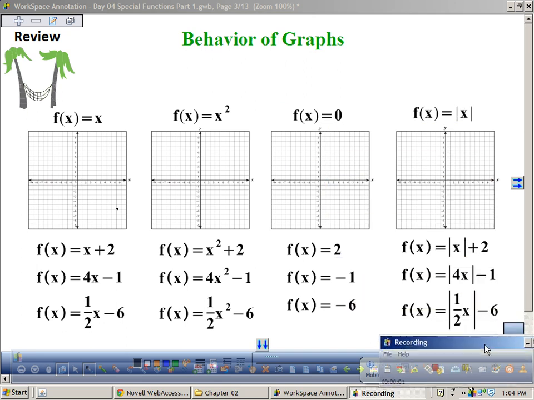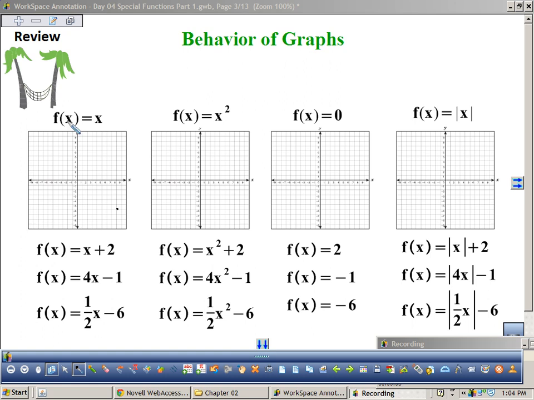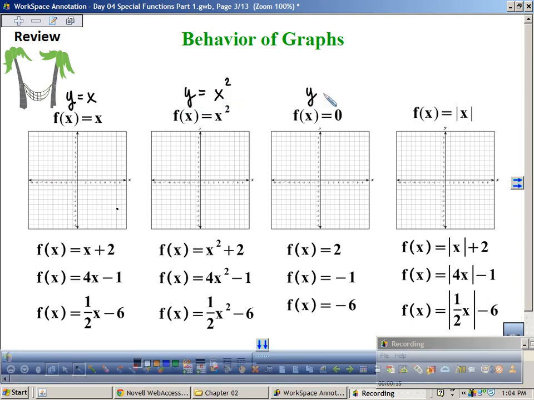All right, so let's talk about behavior of graphs today. When this says f of x equals x, that's just a fancy way of saying y equals x. Y equals x squared, y equals 0, y equals the absolute value of x. It's just saying the function of x.